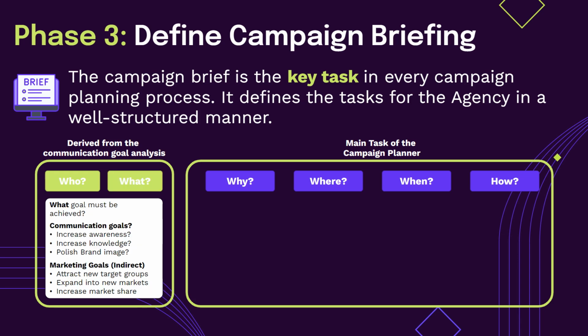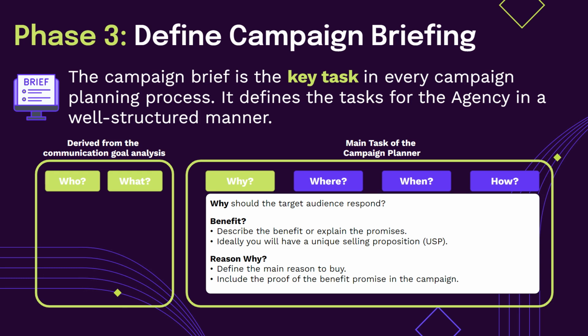What? What goal must be achieved? For communication goals, is there a need to increase awareness or knowledge, or are you looking to polish brand image? Indirectly, the marketing goals are also identified. For example, attracting new groups or expanding into new markets.